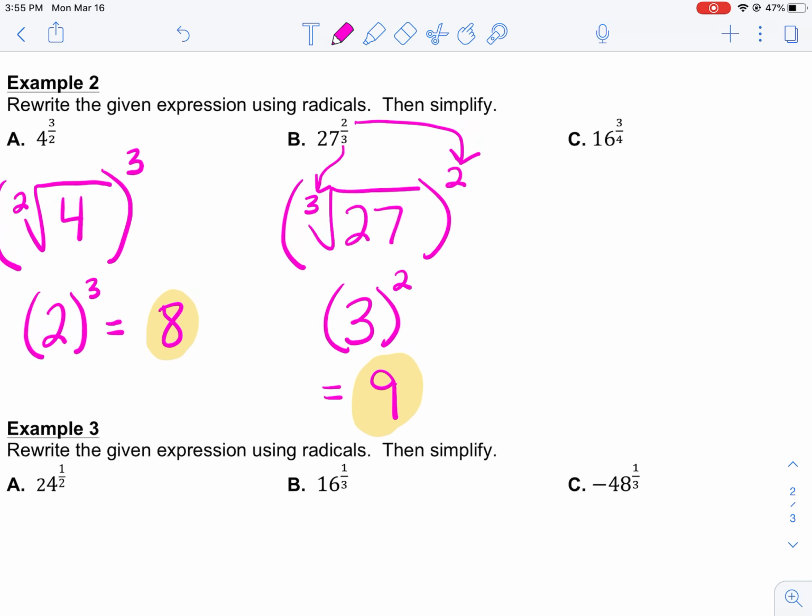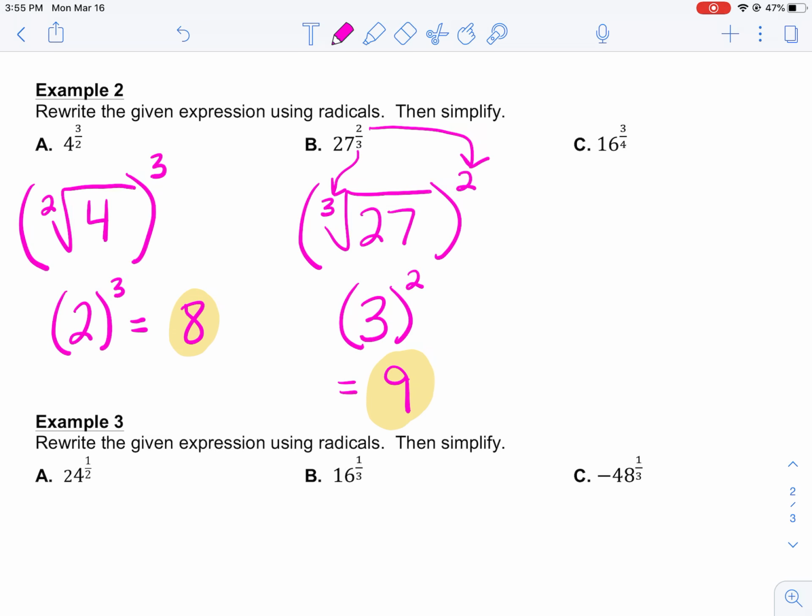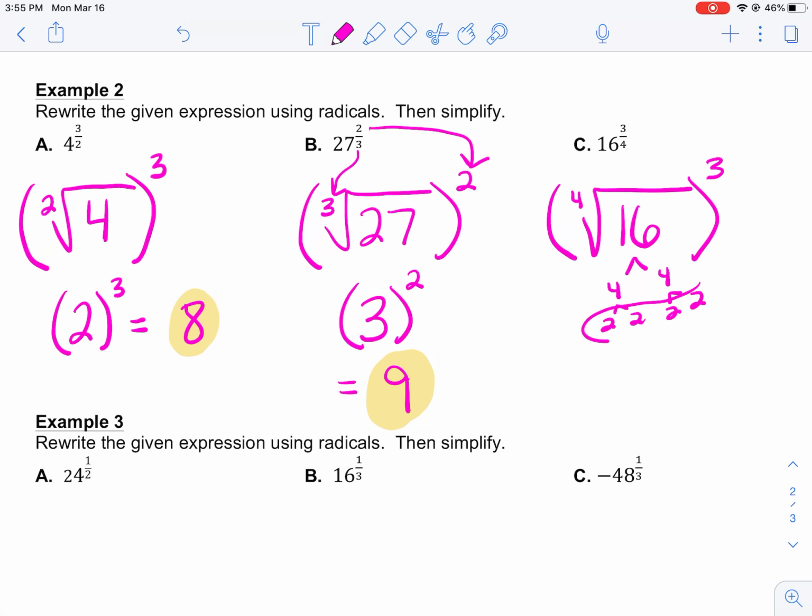Okay, and then lastly, we have 16 to the 3/4 power. So this time we're going to do the 4th root of 16. We're going to take our answer and raise that to the 3rd power. If you're not familiar with the 4th root of 16, we can break it down: 4 and 4, 2 and 2, 2 and 2.